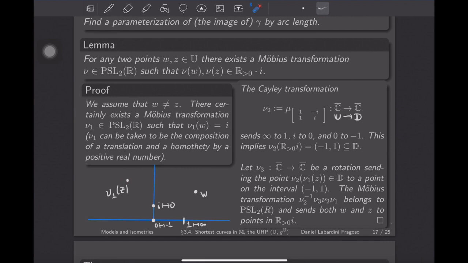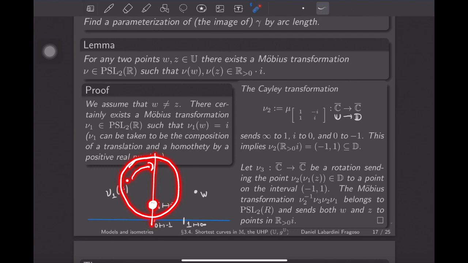And what I want is some Mobius transformation that puts this point here. But I don't want this one to move, because that's already in the correct place. So what I want is some sort of rotation, right? Some sort of rotation around this point.